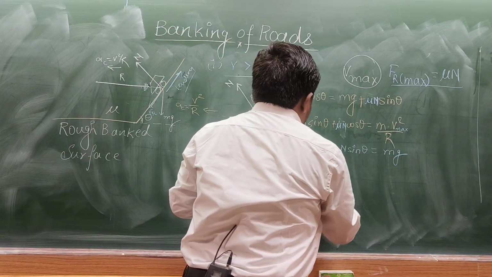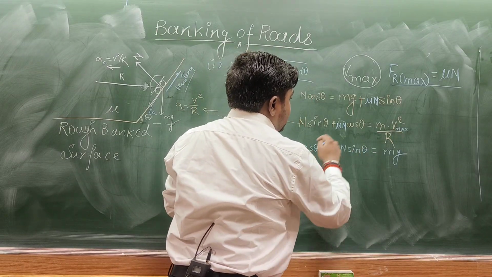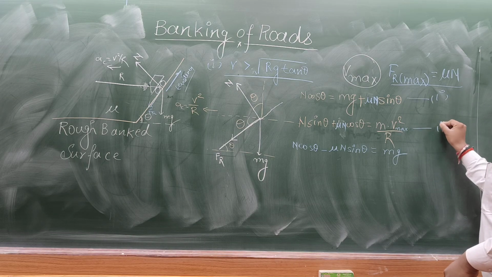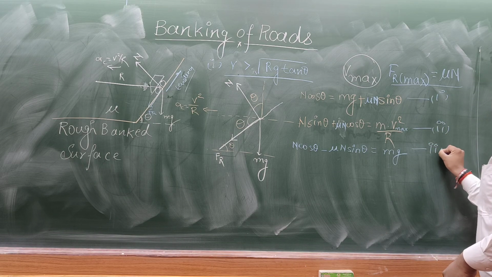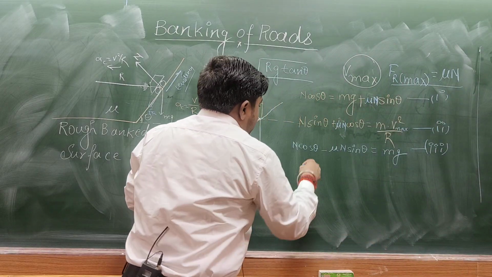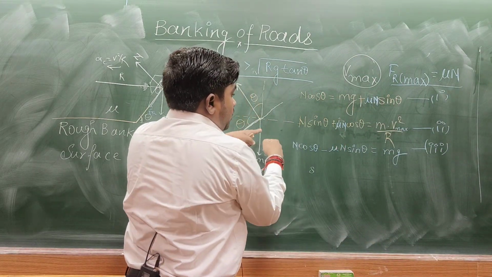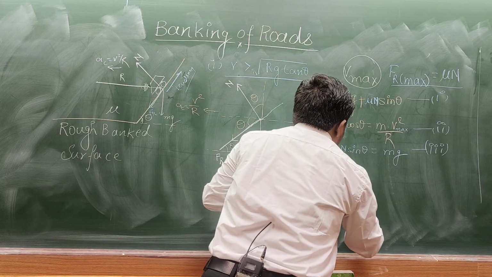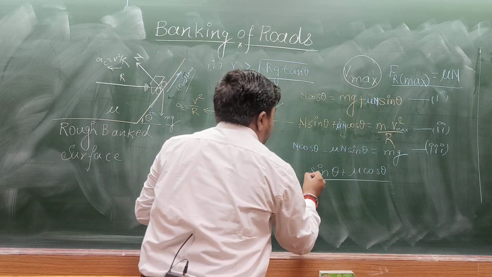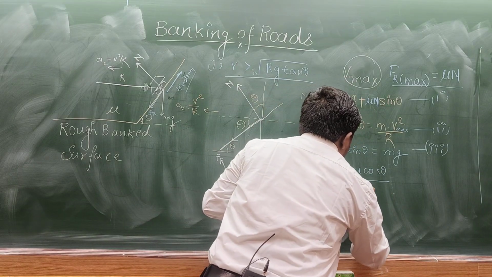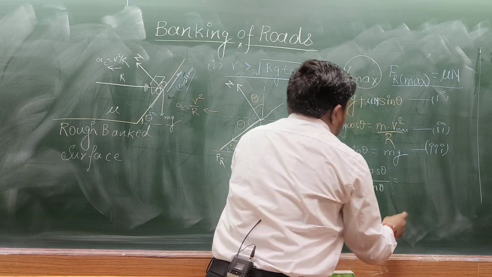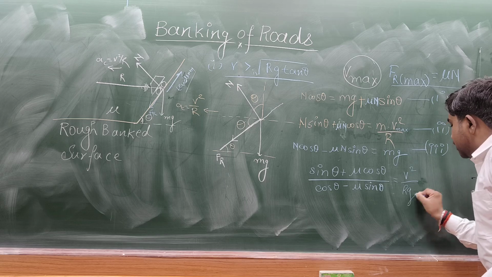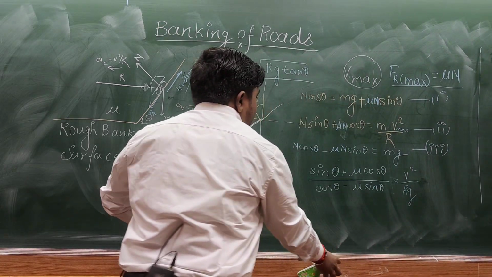Now divide these equations. Let us say this is equation number 1, this is equation number 2, this is equation number 3. Now let us divide these equations. n will be common in both the equations and it will cancel out. This will give sin theta plus mu cos theta divided by cos theta minus mu sin theta, that will be equal to, m will cancel m, v square by rg. Now it is simple.